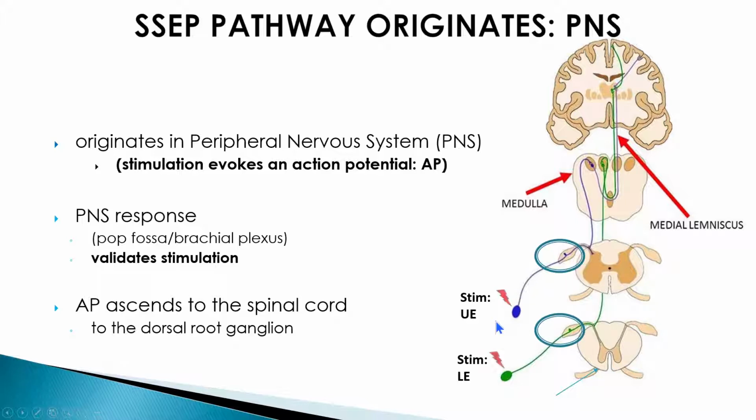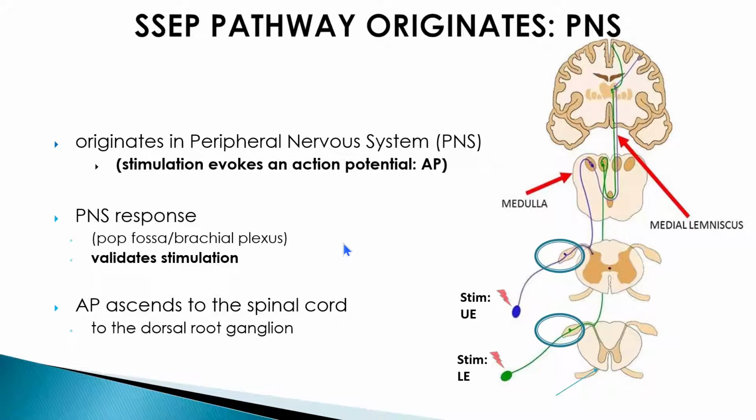If it's upper extremity stimulation, we have an electrode placed in the shoulder area or the brachial plexus area. If it's a lower extremity stimulation, we have electrodes placed in the popliteal fossa area. Both of these are peripheral responses, and they're recorded before you get to the spinal cord. The purpose of these, mainly for us as technologists, is to validate that your machine's working. And we'll talk about other purposes of this as well.